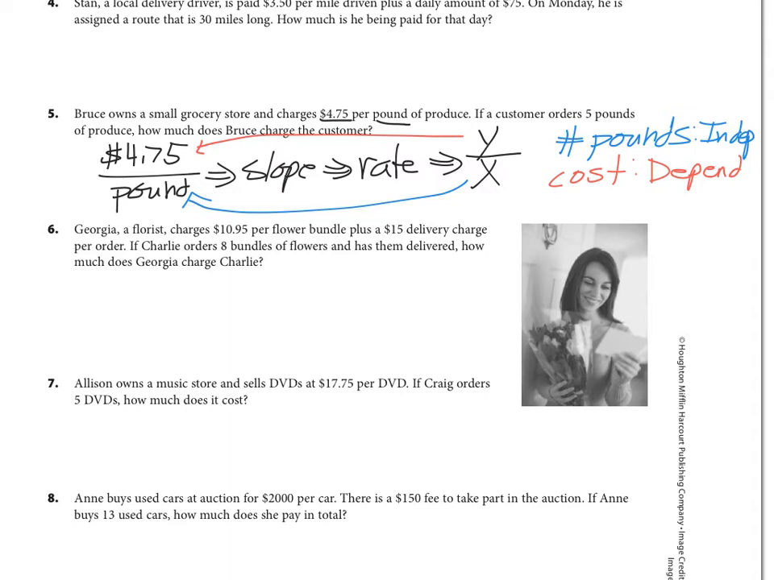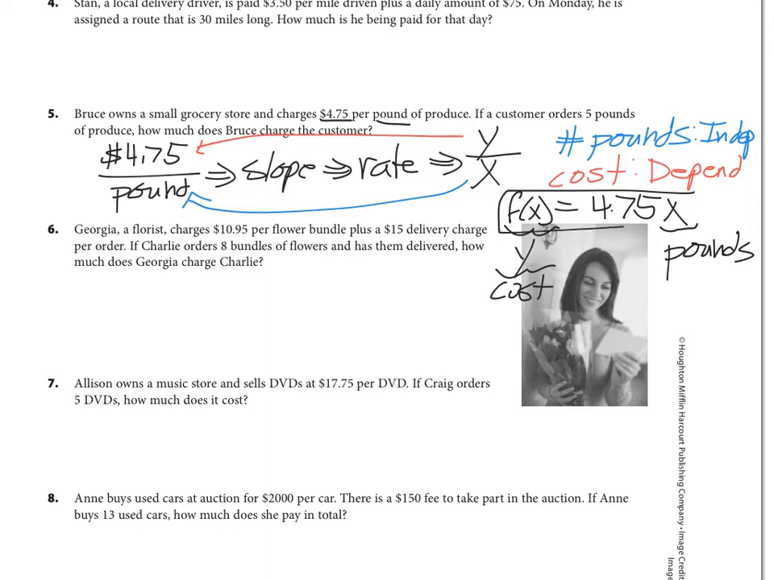Okay, so we've identified independent and dependent. So a function for this would be, in function notation, f of x equals $4.75 per pound x. So f of x is representing our y, which is our cost. So the cost is based upon how many x or pounds we order or get or buy. Okay, so for this particular problem, there's our function notation. There's the identification of our independent and dependent variables. And then it says to solve.